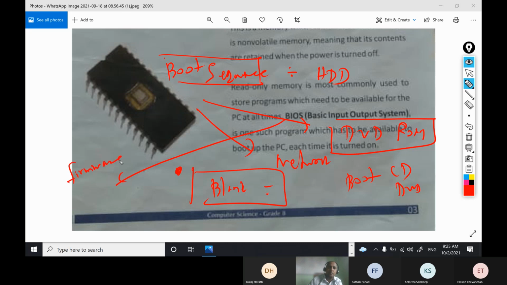Firmware. We say, shall we update the firmware? What's the meaning of that? Shall we update the firmware of the device? What do you mean by the firmware? Firmware means they are talking about the BIOS setup. So the firmware is an application, right, Baba?